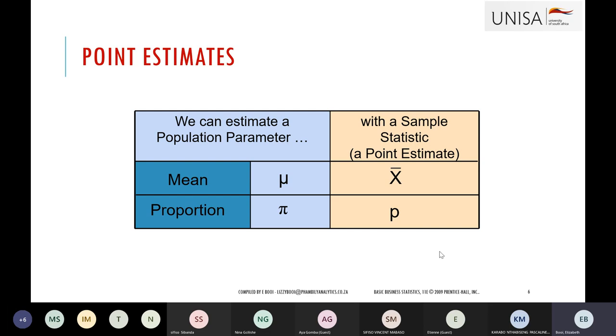The sample mean and the sample proportion are what we call the point estimate. Every time we do a confidence interval, I will constantly be saying point estimate. You need to know that a point estimate is the value of your sample mean or proportion, not the population mean or the population proportion, but the sample. Okay, I hope we are on the same page.